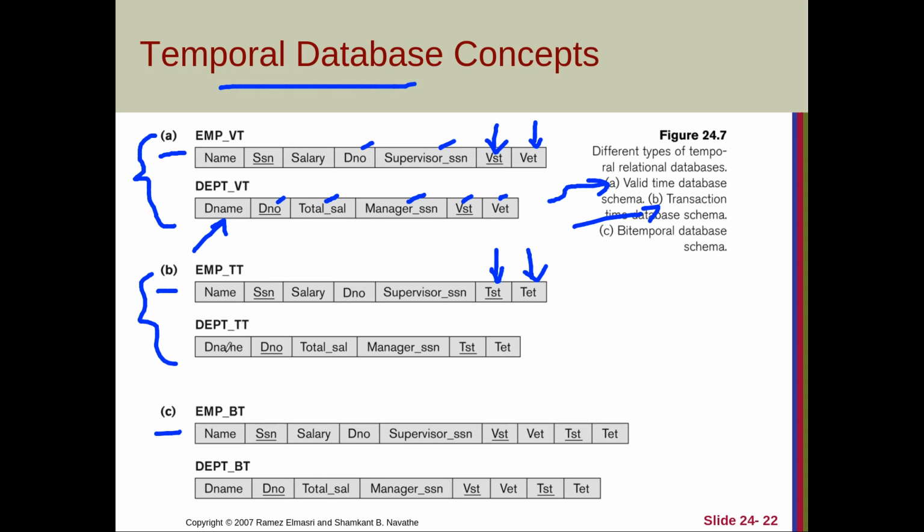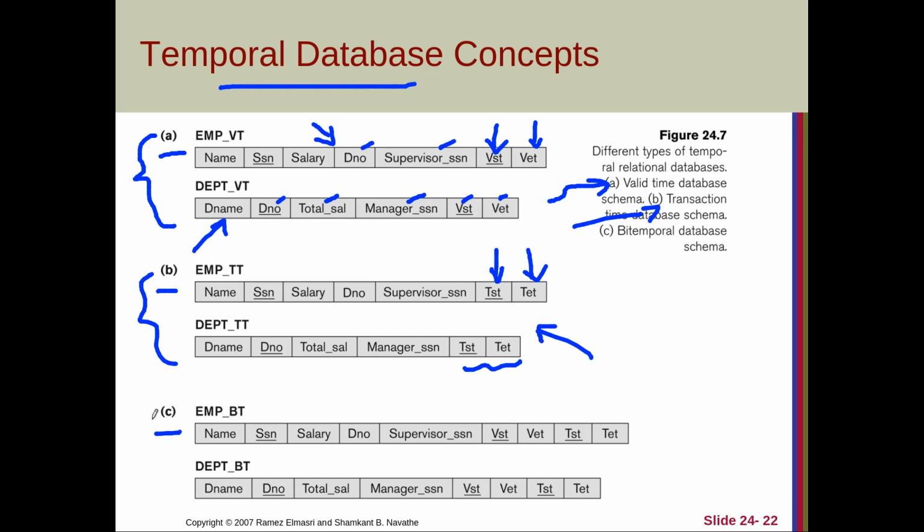For the department table: department name, department number, total salary, manager SSN, again transaction start time and transaction end time. So these are the duration, or the difference between the transaction start time and the transaction end time. Here we had the real world scenario at that time. Here the database entry, that is the exact occurrence of the transaction within the system, that time is being represented.